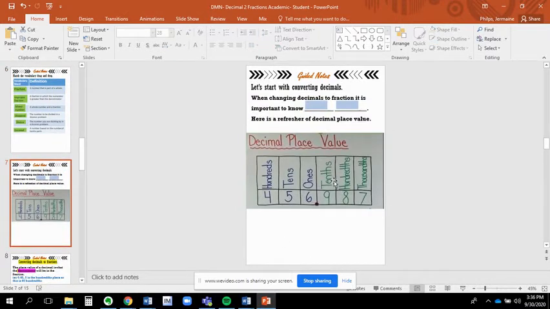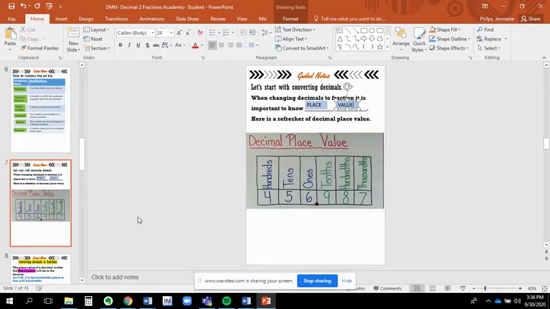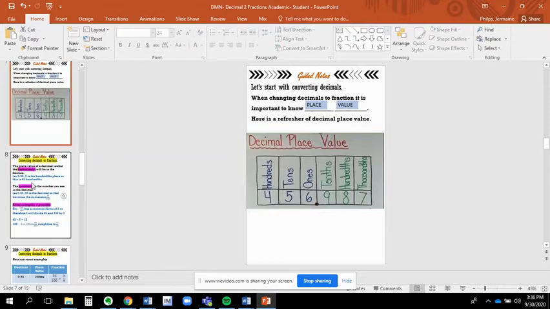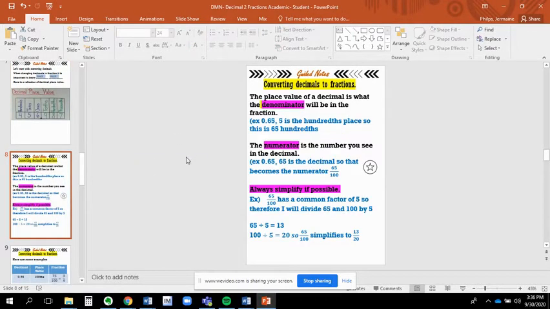So this is a great tool to look at to remind you of your place value. It's the same thing as your do now, but it's just right here before you. When changing decimals to fractions, it's important to know place value. Sorry, my voice is acting weird. So how to go about doing this? The place value of a decimal is what the denominator will be in the fraction.